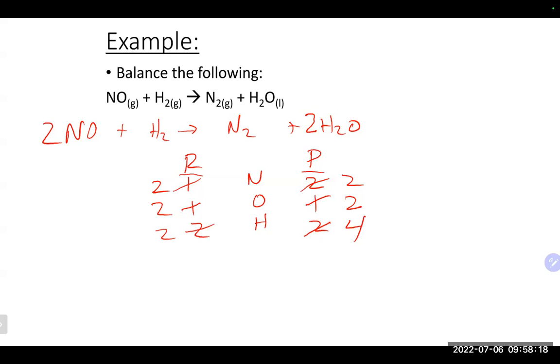At this point, we can now clearly see we just need to go back to the left-hand side there and put a 2 in front of the H2. And that will give us 2 nitrogens, 2 oxygens, and 2 times 2 there is 4 hydrogens in that case. Any questions on that one there?